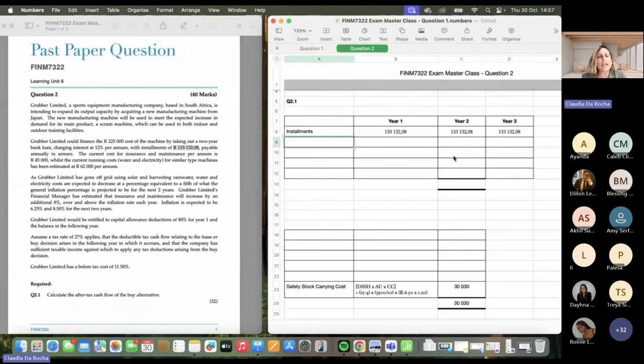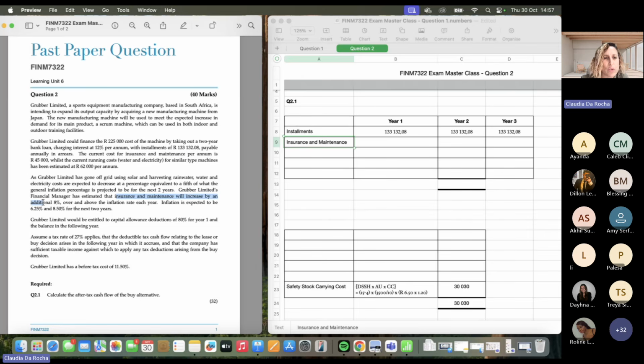Right. The next thing we're going to note is our insurance and maintenance cost. With insurance and maintenance, they told us it's 45,000 Rand. However, they did say to us that there is going to be an increase. So here we're doing insurance and maintenance.